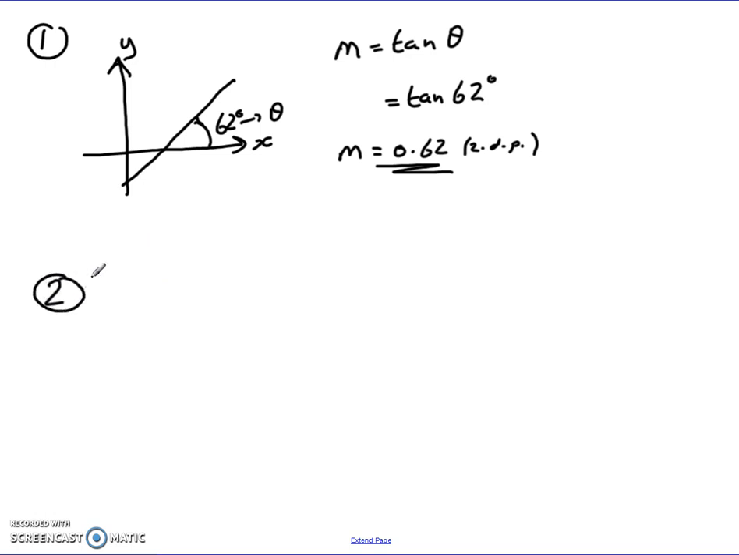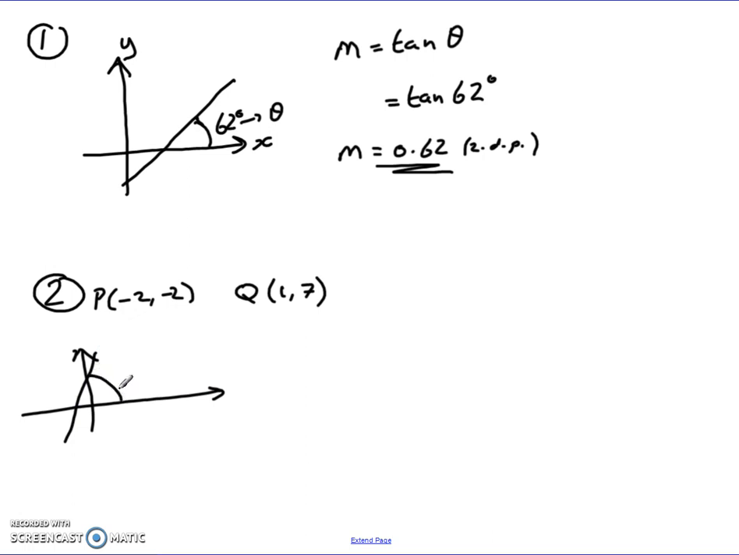We could also kind of turn the problem round on itself too. Imagine I tell you I've got 2 points. I've got a point P, which is at the point -2, -2, and I've got a point Q, which is at 1, 7. And imagine I told you I want to know what angle the line PQ makes with the x-axis. So if I was to do a rough sketch of it, it would look something like that, and I want to know what this angle theta here is.